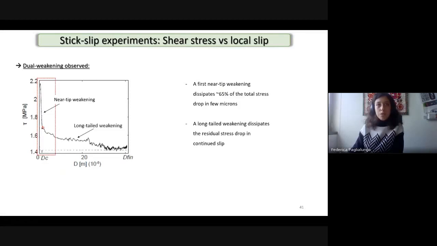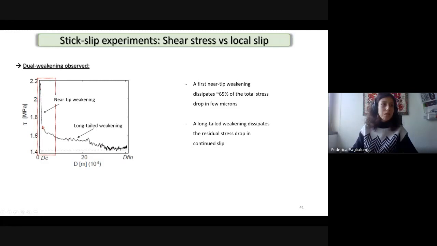At the same time, we looked at the same events from a different point of view, let's say from the more common or standard approach, at least in the rock mechanics community. So to look at the fault weakening through the shear stress versus slip curve. The shear stress and the local slip were also obtained through the strain gauges. So it's a very local measurement close to the fault. And this is an example of a fault weakening that we observed during one event.